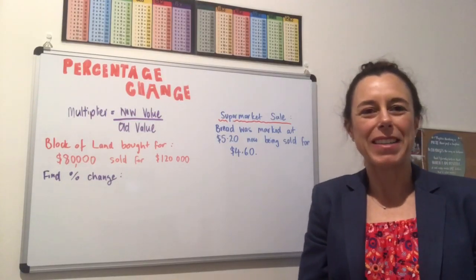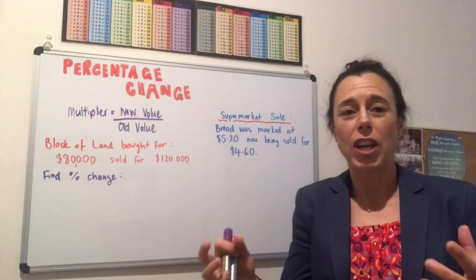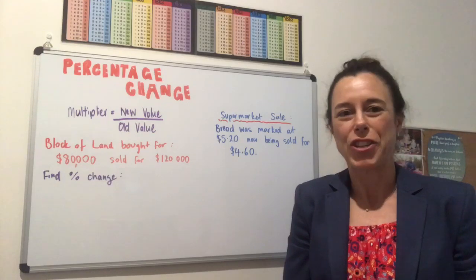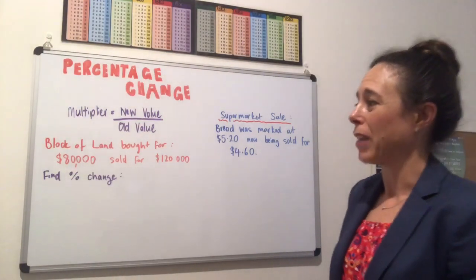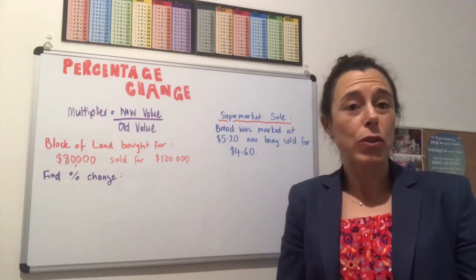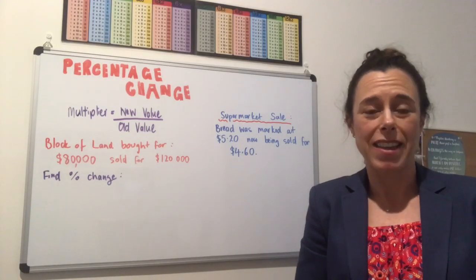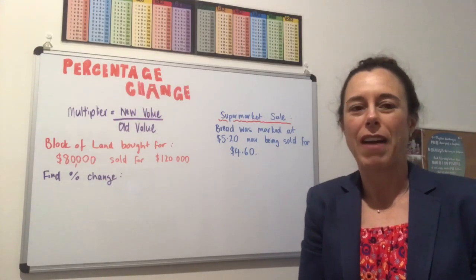Going to look at now is percentage change. So we're going to look at what happens when values change and how we determine what the percentage change is. So our two examples, the first example, we've got a block of land and we bought it for $80,000 and we're going to sell it later on for $120,000. So we want to look at how much percentage increase we've had there.